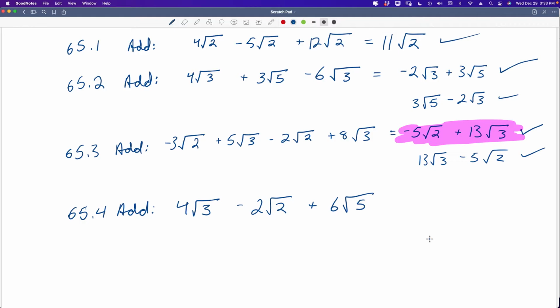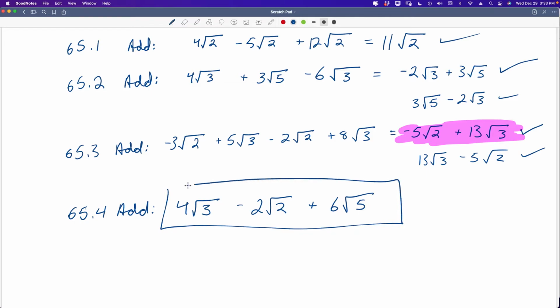All right, if you're looking at that and you're thinking, I don't know if you can do anything, I don't know how to do that. You do know how to do that, and the answer is that you can't do anything to it. All of these radicals are different numbers. So these are all 3 different terms. We don't have any like terms. So you can't add these at all. The answer would be exactly what you see here because we don't have numbers or terms that we can combine. All right, let's move on.